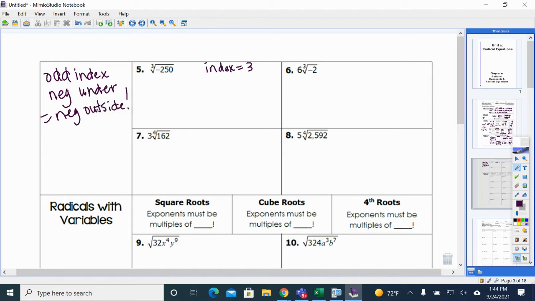There's no i here, y'all. There is no i on 5 and 6 because they have an index of 3, an odd index. That just means there's a negative inside, so there's a negative outside. We're going to ignore the negative when we put this in the calculator. We're going to take that negative from the inside and put it on the outside.